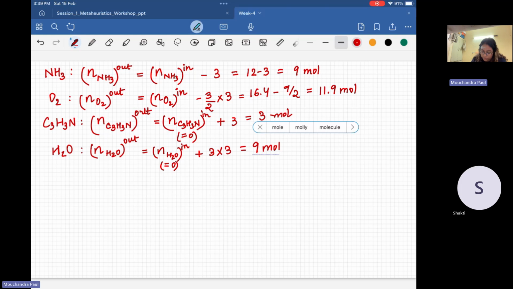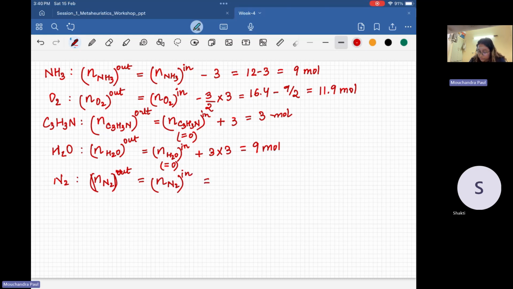And then nitrogen, the last component, is nitrogen. So it was part of the air, right? Since it is inert in nature, it is not participating in the reaction. So however much N2 came in is the same as how much N2 is going out.